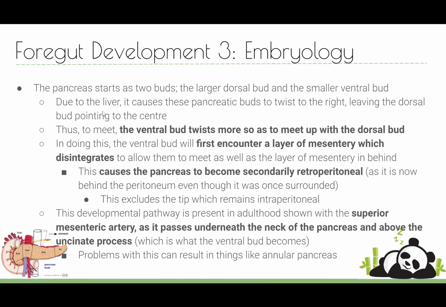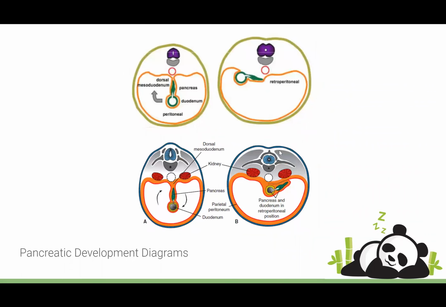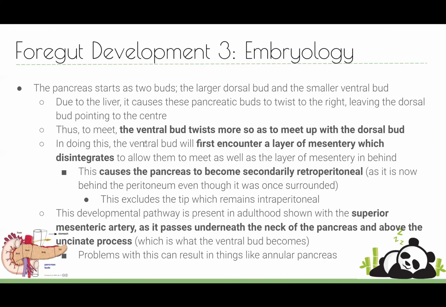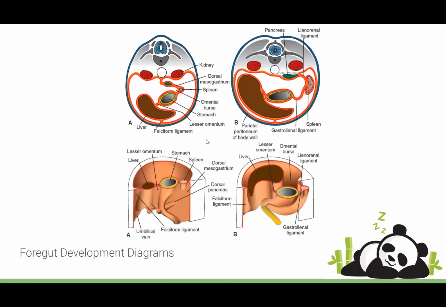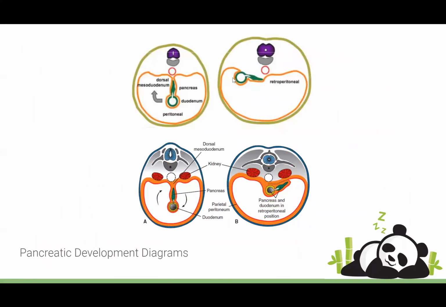As the liver does its thing again, the pancreatic buds will rotate, leaving the dorsal bud pointing to the center. Thus, this means the ventral bud needs to twist more to meet up with it, because if you imagine there's a bud here, it needs to take the whole 360 to get there. Imagine here.